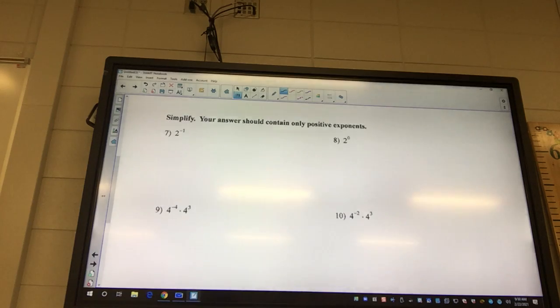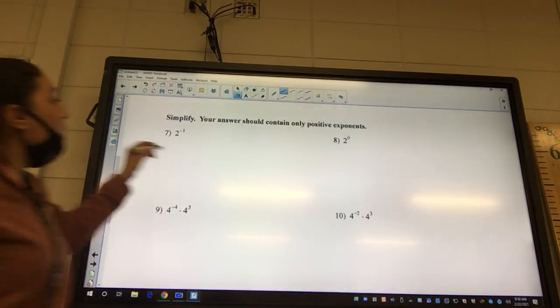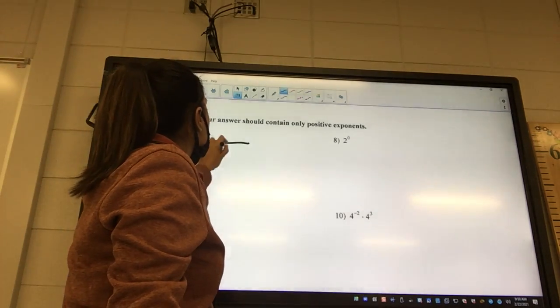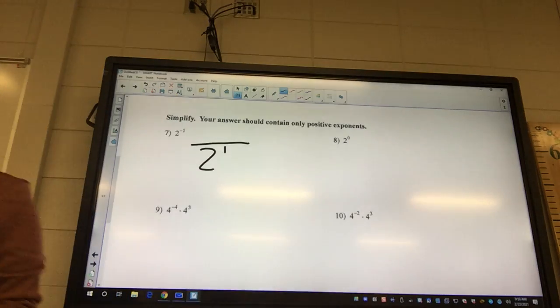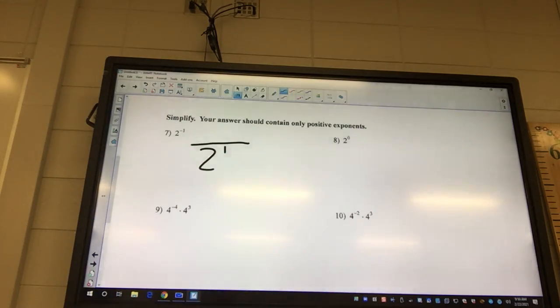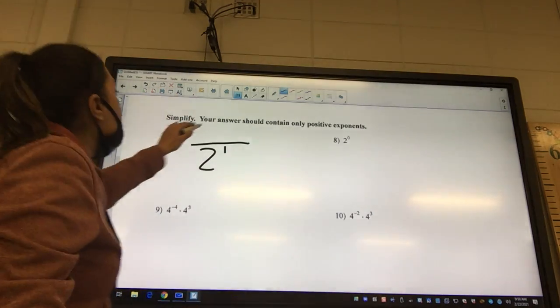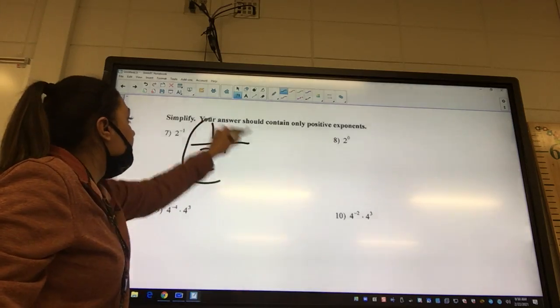Okay, so the very first one is simplifying. Does it have any zeros? No. Does it have any negatives? Yeah, so you need to move it. It's going to be 2 to the 1 on the bottom. It makes that 1 positive. Some of you guys are still putting it as negative, so make sure you do it positive. And a 1 goes on top. And that's it.